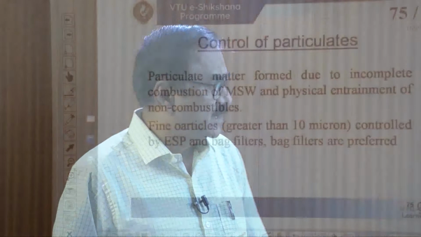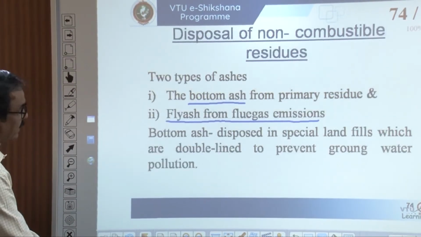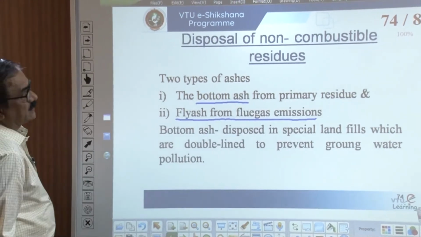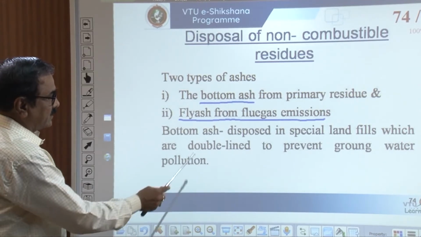Of course, detailed discussion on the electrostatic precipitators, scrubbers or fabric filters, generally we discuss in the subject called air pollution control. And we should know as an engineer which pollutants are generated through the municipal solid waste combustion process and how they are removed. So if I just go back to the previous slides, we started with two types of residuals: solid bottom ash and flue gas emissions.